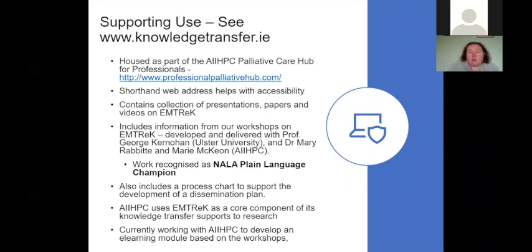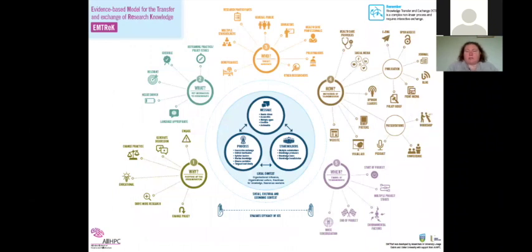There is also on that page a process chart. This is a very busy slide, but we developed this, I suppose, to guide researchers to think about the model and the operationalisation of it. So when you start to think about dissemination, and again, it should be at the beginning of a project, you think about, number one, the purpose of your dissemination. What's your aim here? And depending on the aim, that will have implications. Then moving on to think, okay, so what are my key messages? What are the things that I want to get out there? Who are my audiences, and so on?